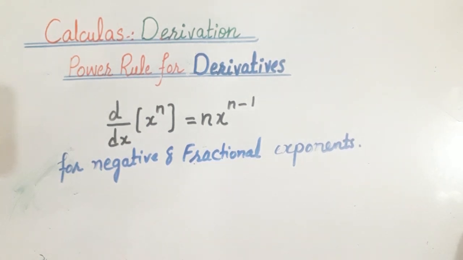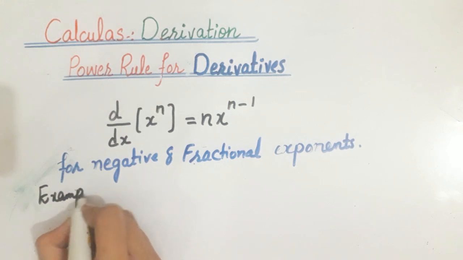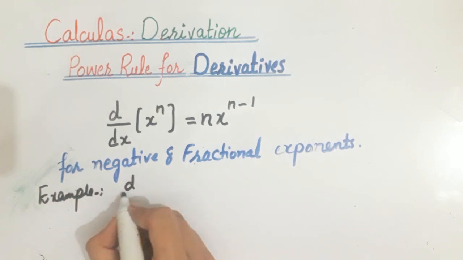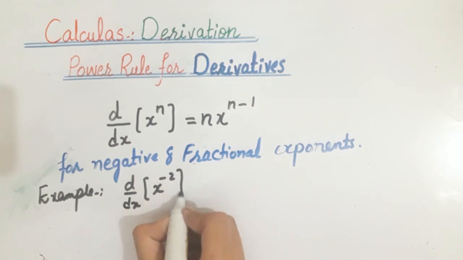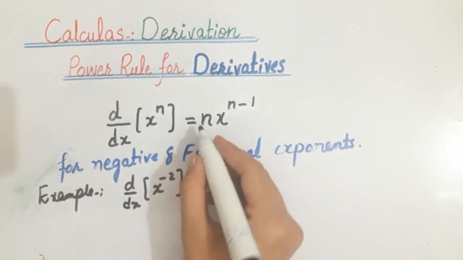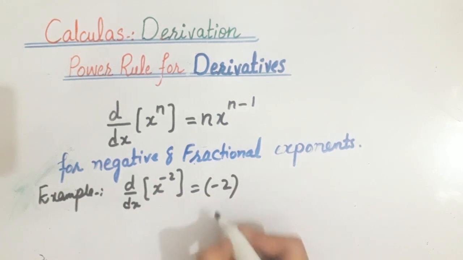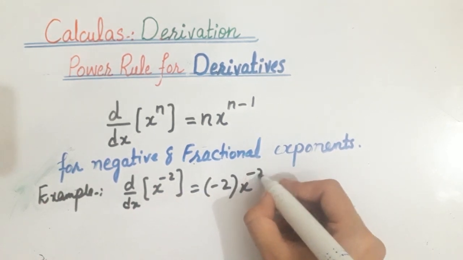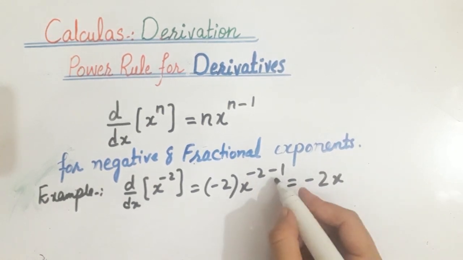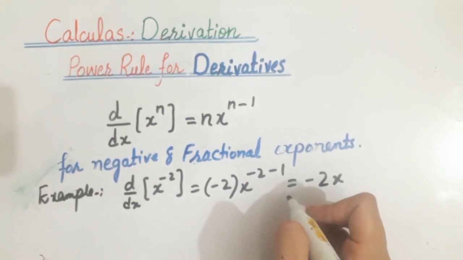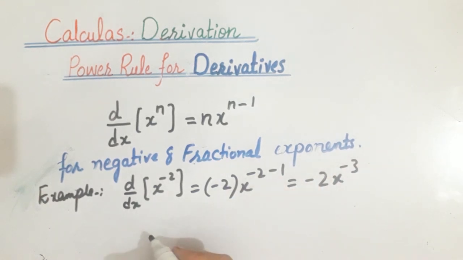If you have an example like d by dx and the function is x raised to power minus 2, then again by this formula, exponent minus 2 in the start and x raised to power minus 2 minus 1. So you will get minus 2 x raised to power minus 2 minus 1, minus minus is plus and the sign of the greater value will be used, so minus 3.